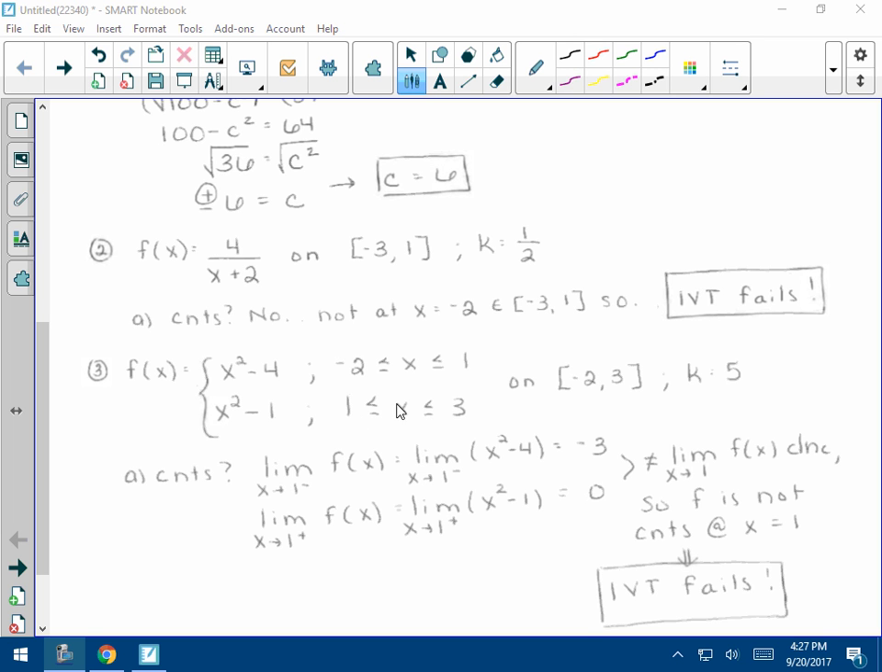The limit at 1 from the right would be using these values, bigger than 1, on the bottom equation. 1 minus 1 is 0. Uh-oh, left-hand, right-hand limit are not the same. So since the limit doesn't exist there, we know f isn't continuous at 1. And since 1's on that interval and it's not continuous, intermediate value theorem fails. And we're done.